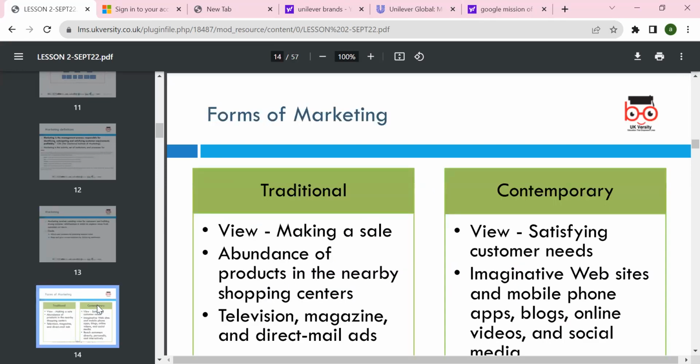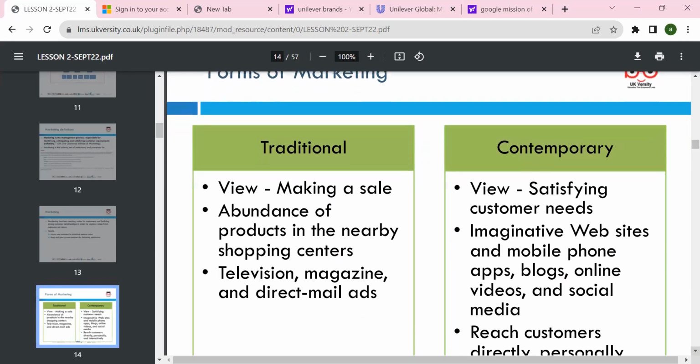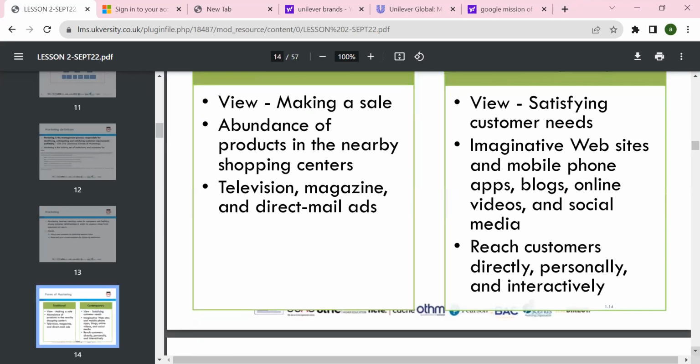Okay, forms of marketing: it can be the traditional marketing view, which is sales, the product in a nearby shopping center, or the contemporary view of satisfying the customer need, on the website, mobile phones, and various blogs, which will carry on reviewing, reaching the customer directly, and that is what we need to understand.